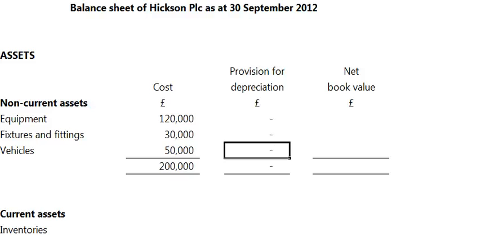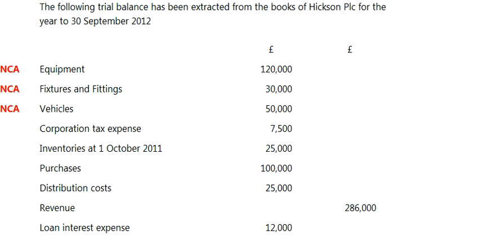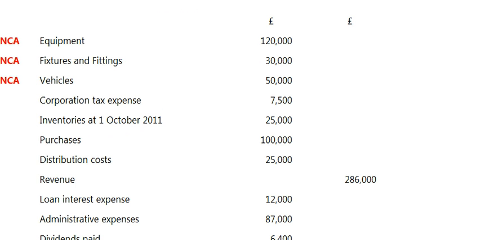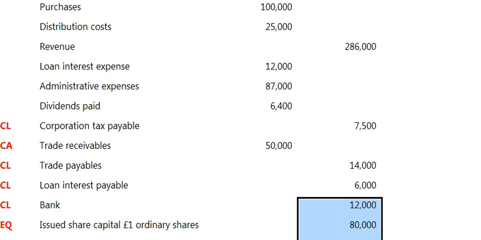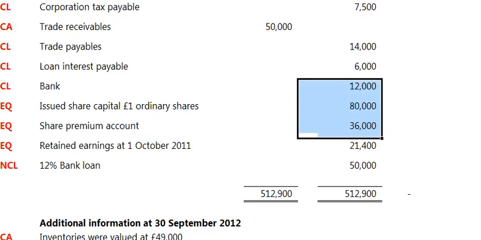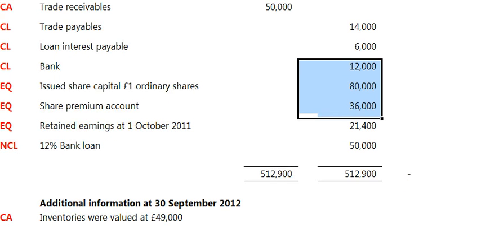Okay, so in this video I'm going to take you through how to complete the balance sheet for Hickson, the question we did just a while ago. If I go back to the trial balance, we're going to use all the items we haven't used yet, which are essentially all the ones I put the initials next to: NCA, CL, CA, EQ, NCL and CA. Those are the items that go on the balance sheet side.